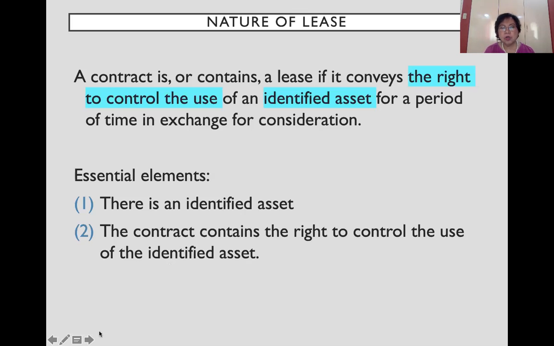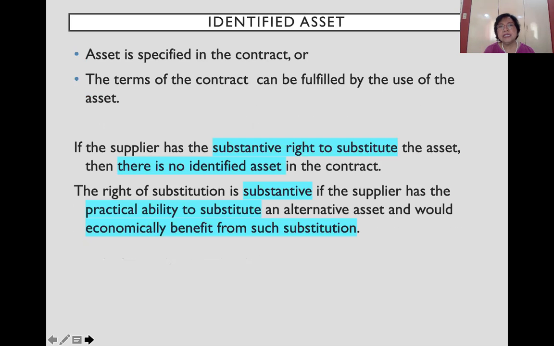So when does a contract specify an identified asset? There is an identified asset in the contract if that asset is specifically identified in the contract. Therefore, the characteristic of the asset, the specific nature or the specific item, the specific description of the asset, if it has a serial number, then that serial number must be contained in the list.